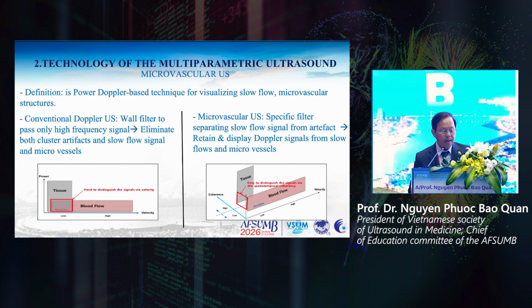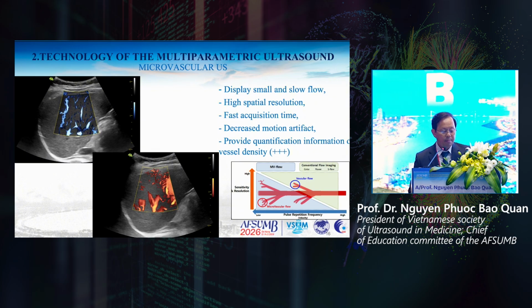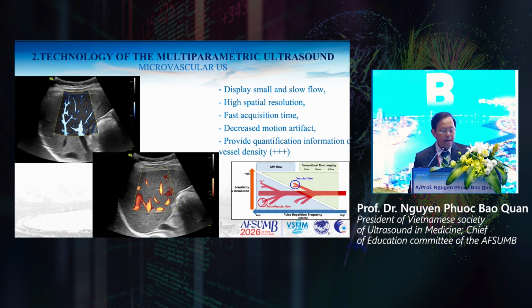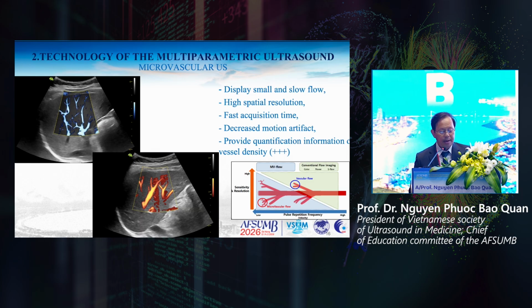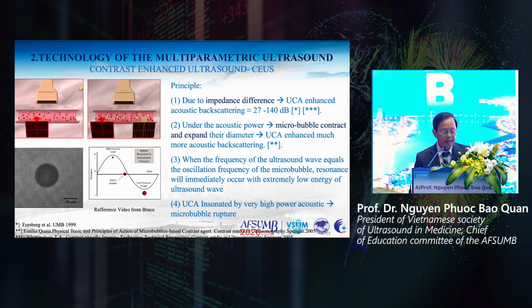Now we move to the branch of microvascular imaging. In microvascular ultrasound, we use a specific filter to get the signal from slow flow and microvessels. The video shows the microvasculature in the liver compared to conventional power Doppler. We can see more detail of small vessels near the surface of the liver, with high resolution, fast acquisition, and decreased motion artifact. Additionally, we can have quantification information of vessel density.